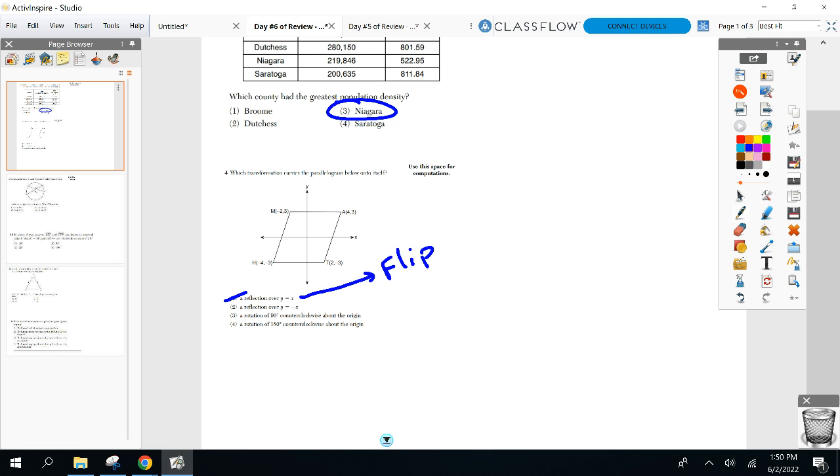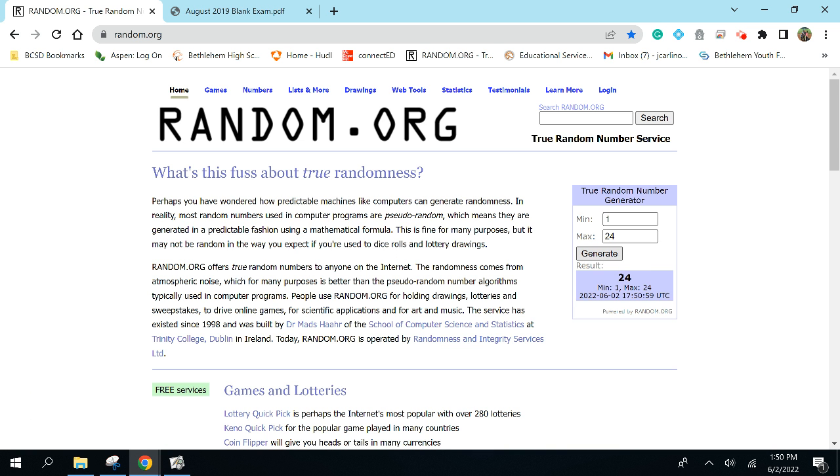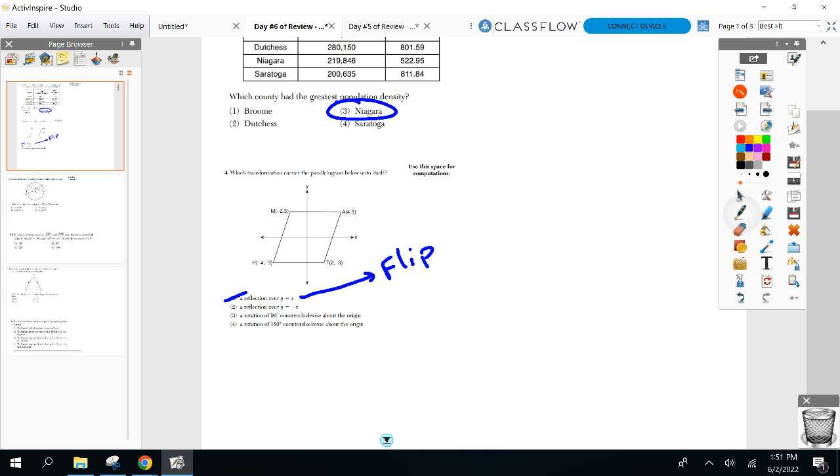What happens with y equals negative x? What's the rule? 24? Flip and negate. So (4, 3) would have gone to (-3, -4). I don't see M, H, or T at (-3, -4).